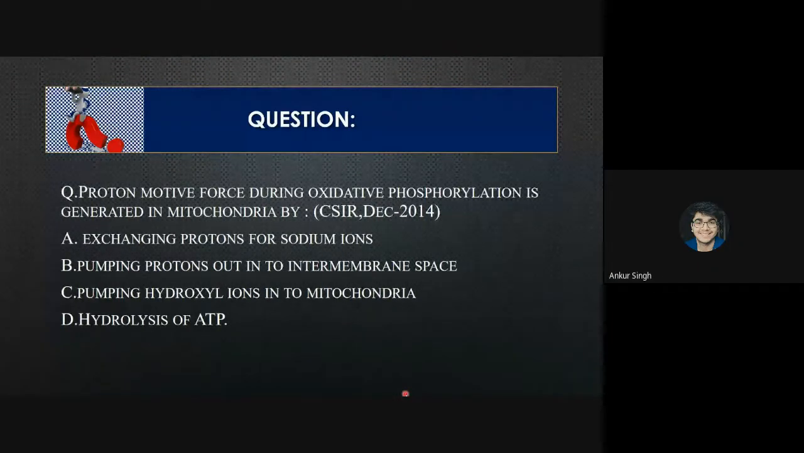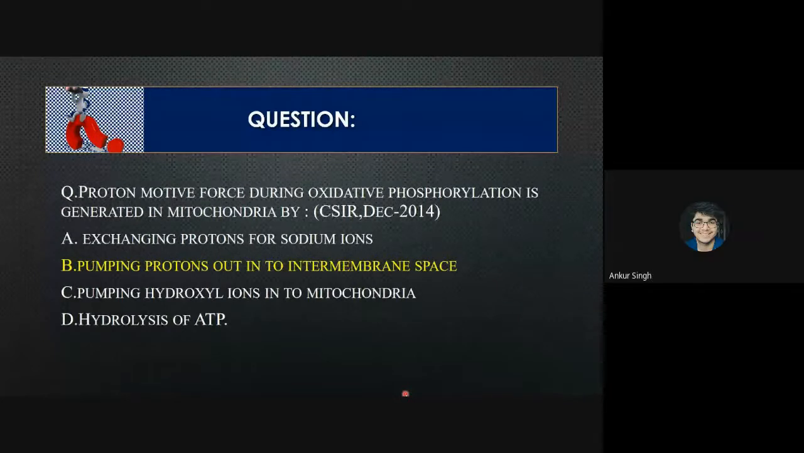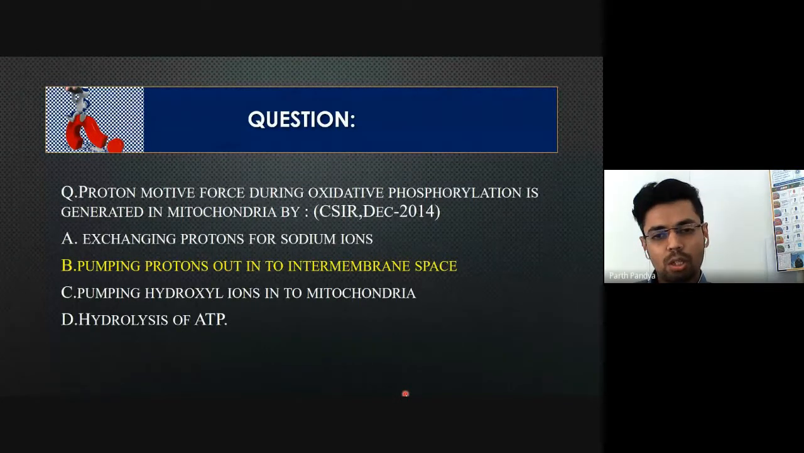Sir, because transfer of the electron through the electron transport chain pumps out the protons in the intermembrane space, that creates the proton motive force during the process. Exactly, my dear. What's your name? Sir, Ankur Singh. Ankur, yeah, you are correct, Ankur. So he explained very thoroughly that whenever the electron transport chain is happening, the protons are being transferred outside into the intermembrane space, and due to which the proton motive force is being generated. Okay.